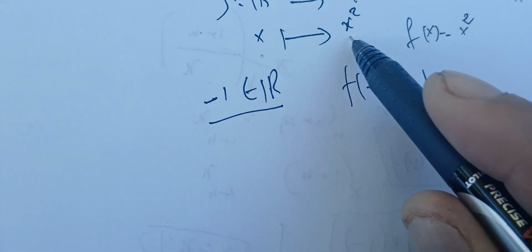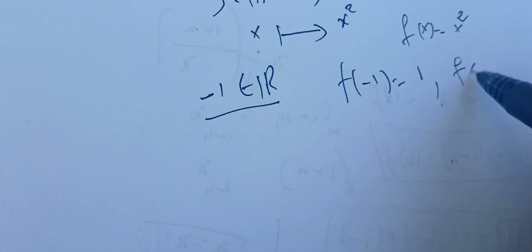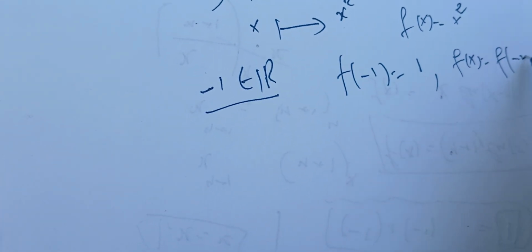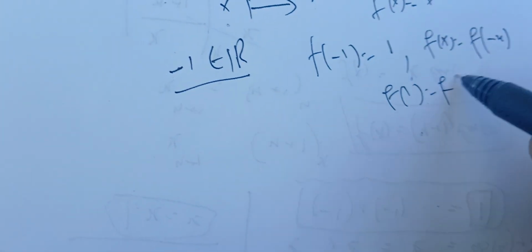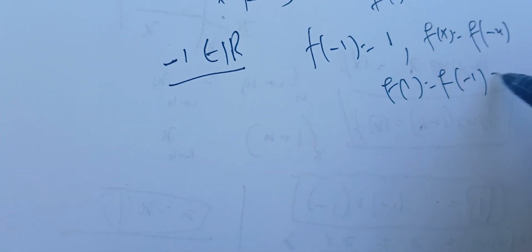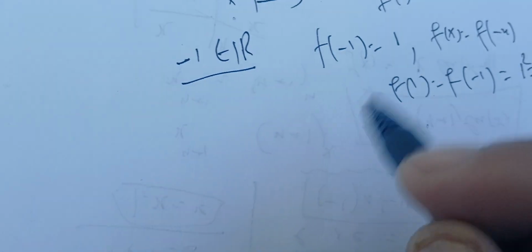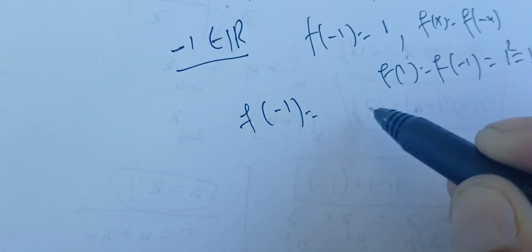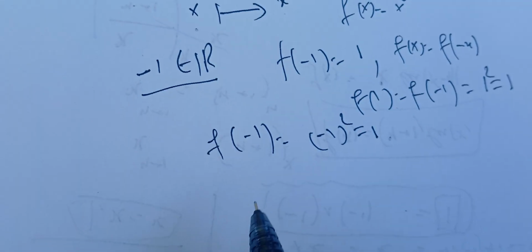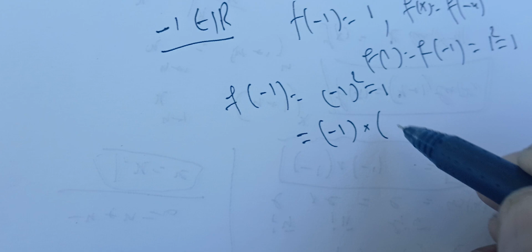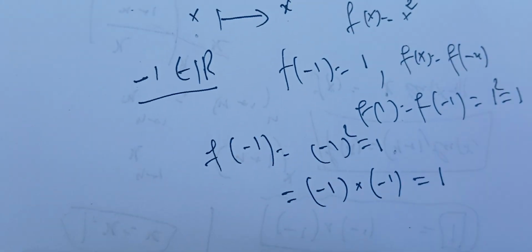If you are not convinced, you can argue that this function is even, and for each x, f of x is f of -x. Therefore f of 1 is just f of -1. But we know that f of 1 is just 1 squared, which is 1. And therefore f of -1, which is -1 squared, is 1. And by definition of the exponent, this is just -1 times -1, which is 1.